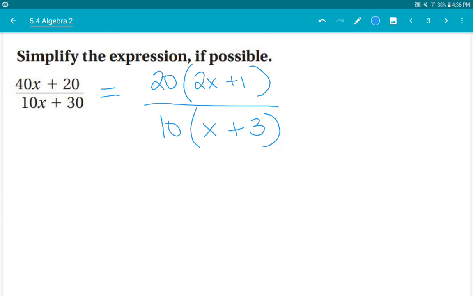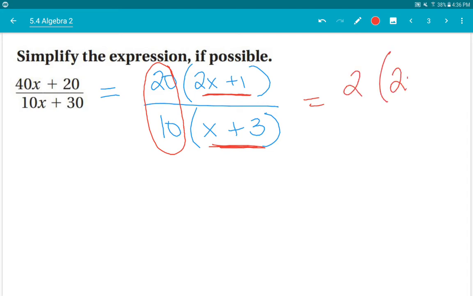Okay, so here, if you notice, this factor, 2x plus 1, is not the same as this factor, x plus 3. So we can't cancel those out, okay? However, if you look here, 20 over 10, what does that simplify to? That simplifies to 2 over 1. So I'm going to have 2 times 2x plus 1 over x plus 3. Okay, and there you go, there's your final answer.